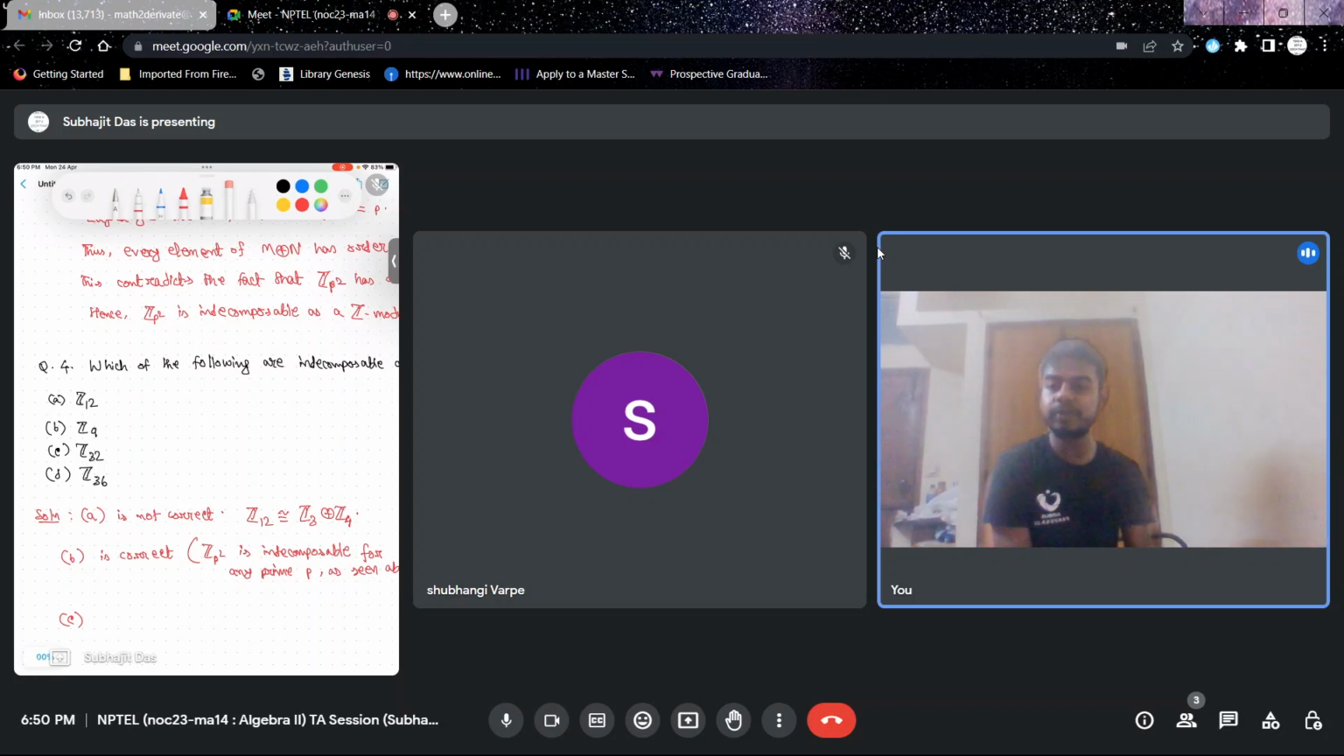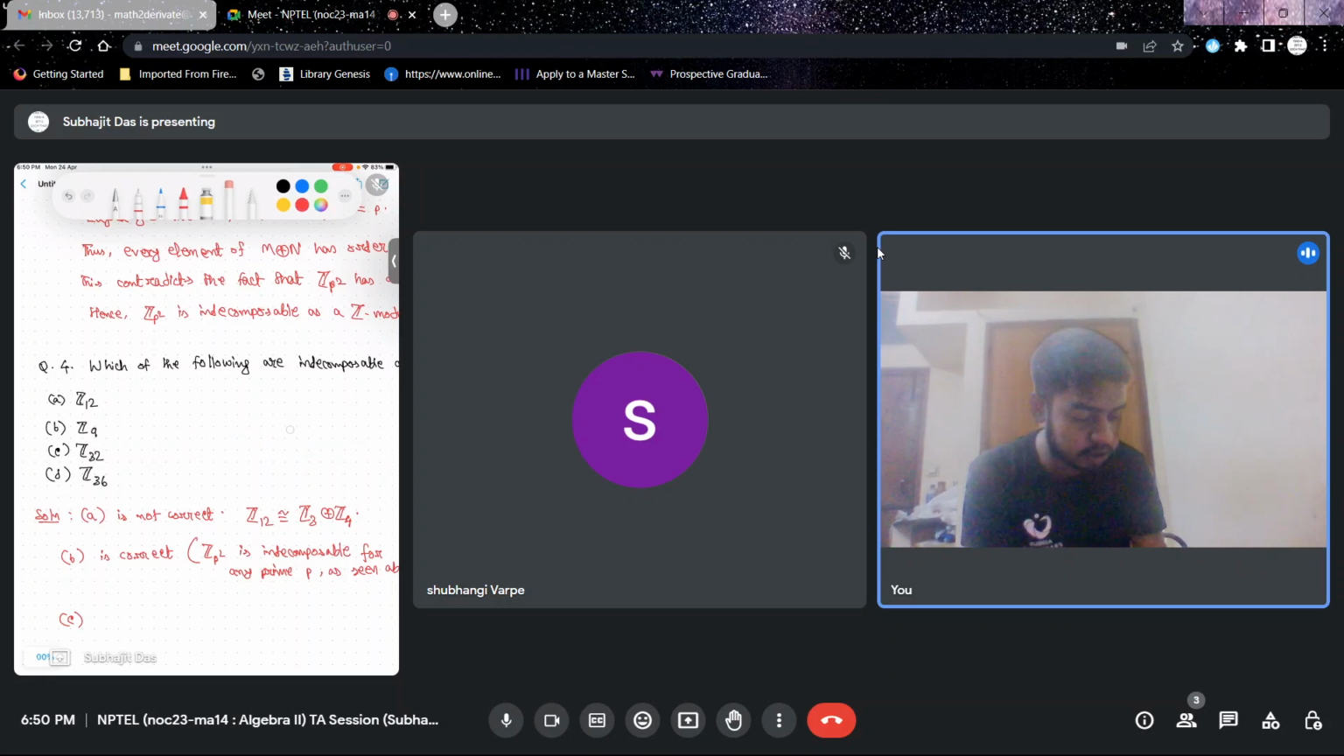Now Z12, you can write it as a direct sum of Z3 and Z4, right? You know this, that Zm direct sum Zn is always isomorphic to Z LCM of m comma n, right? This is a very well known identity. I hope you are aware of this, and therefore Z12 can be written as Z3 direct sum Z4. So Z12 can be written as a direct sum of two non-zero modules, which means that Z12 is certainly not indecomposable, it is decomposable.